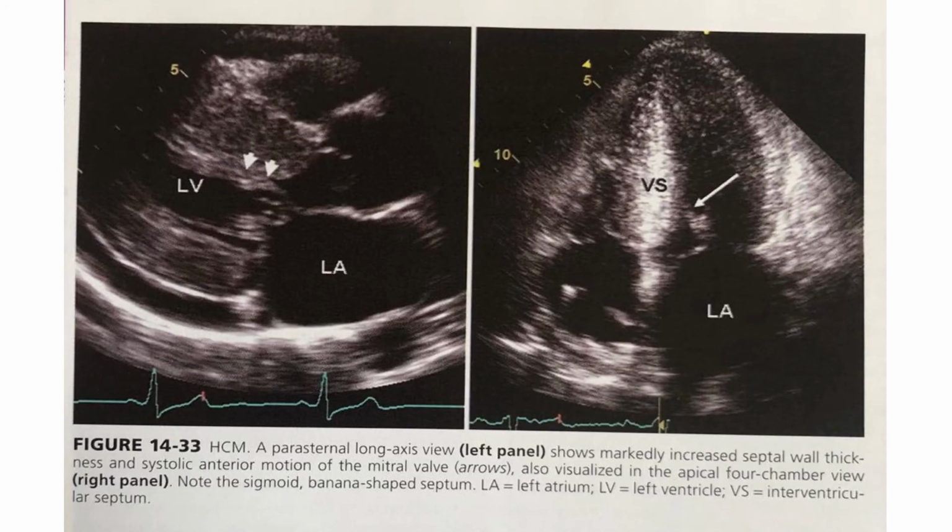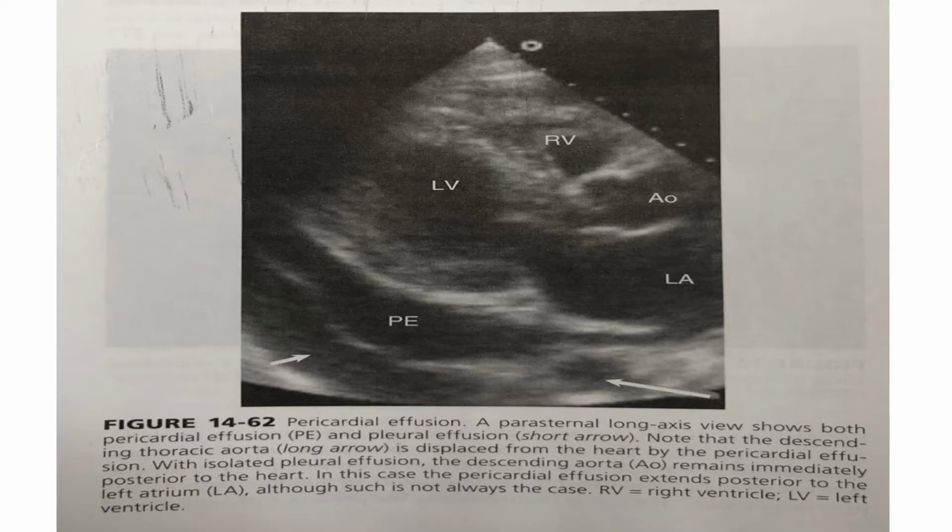This is the echo finding of a hypertrophic cardiomyopathy, long axis parasternal view showing marked increase in the septal wall thickness. And here we can see the anterior movement of the mitral valve. This is an echocardiography image showing pericardial effusion as evident by pericardial collection of fluid outside the heart.